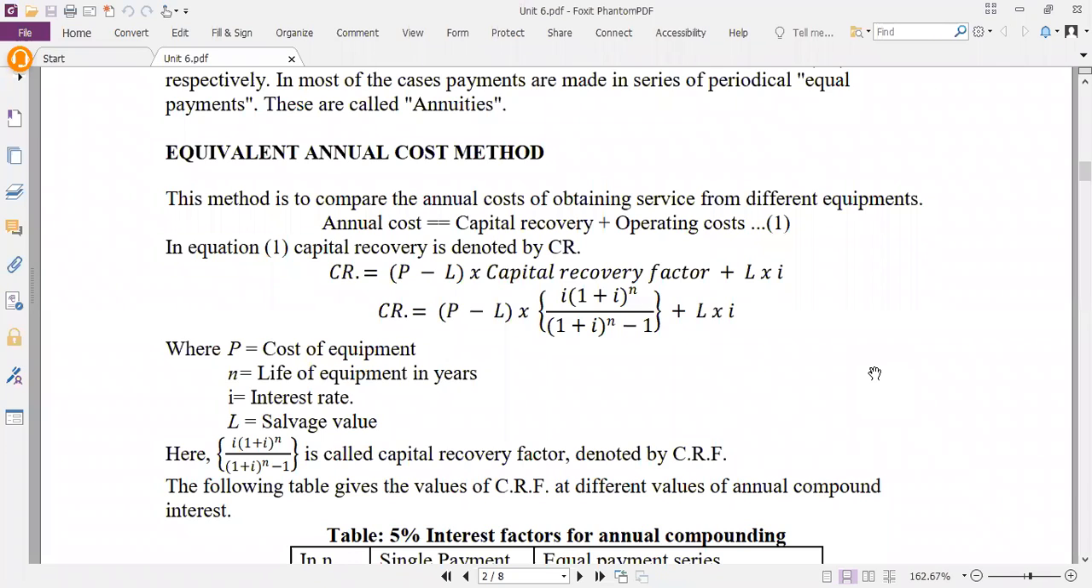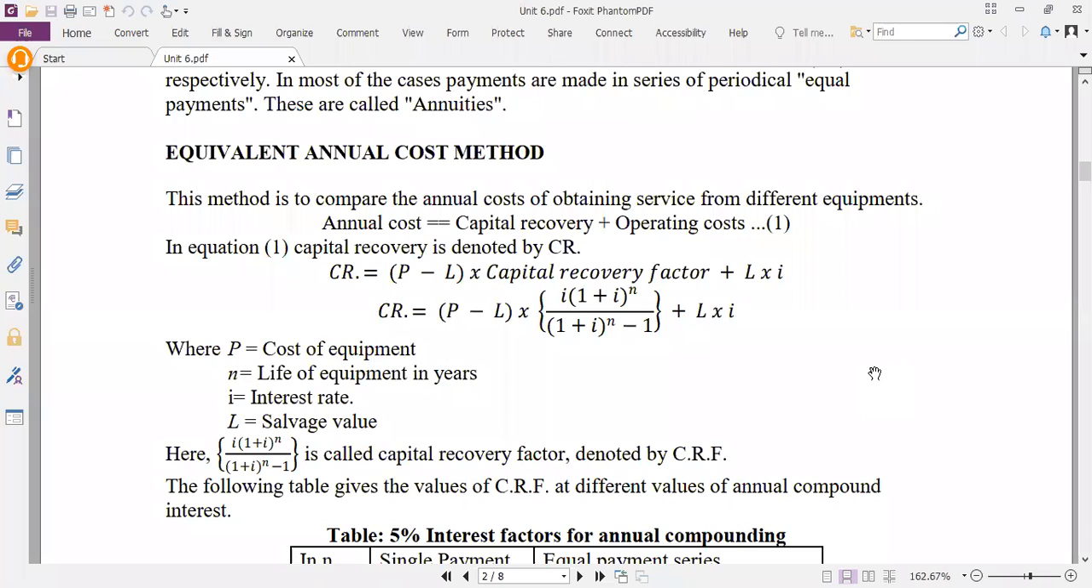Where P is the cost of equipment, that is the initial cost. N is the life of equipment in years, that is, how many years we can use that equipment. I is the interest rate, and L is the salvage value. What is that salvage value? It is the value that remains of the equipment after its use, called the salvage value.